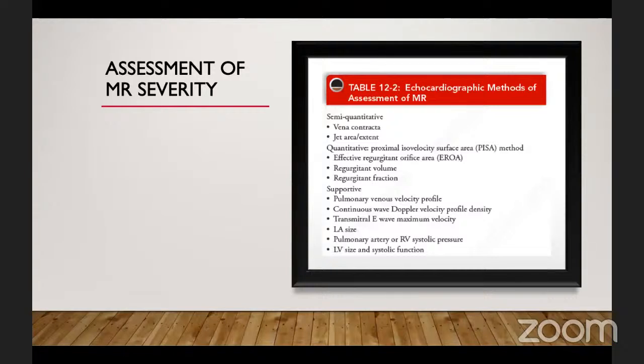So how can we calculate this surface area or the flow convergence of the regurgitation?